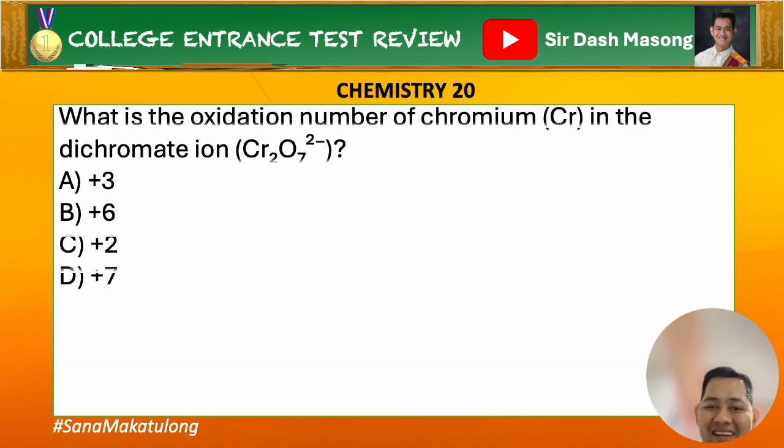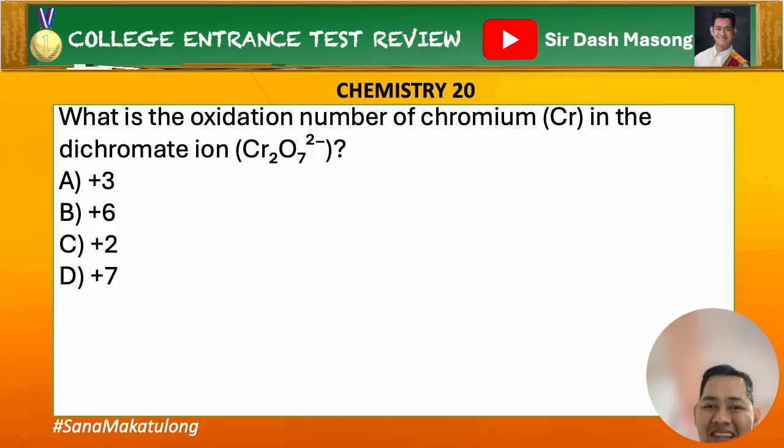Chemistry 20. What is the oxidation number of chromium in the dichromate ion? A plus 3, B plus 6, C plus 2, or D plus 7? Go. Pause the video and try to solve it on your own. Recall your oxidation number lessons.